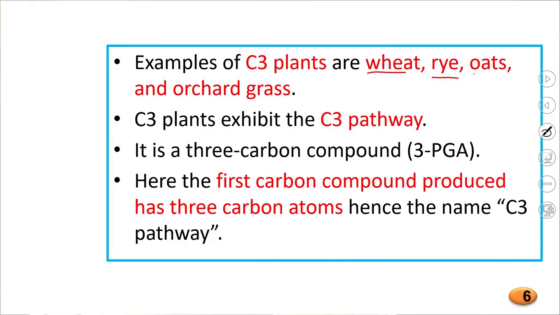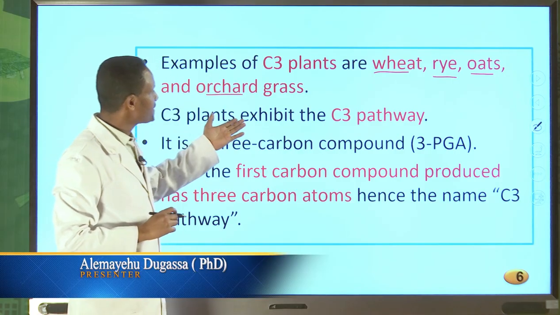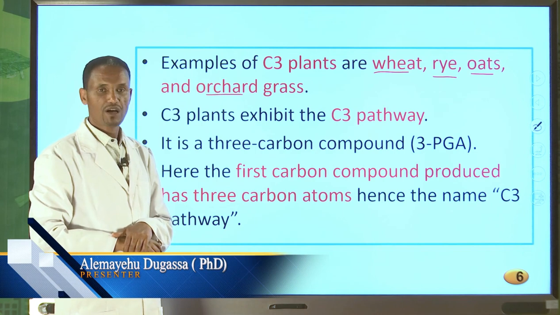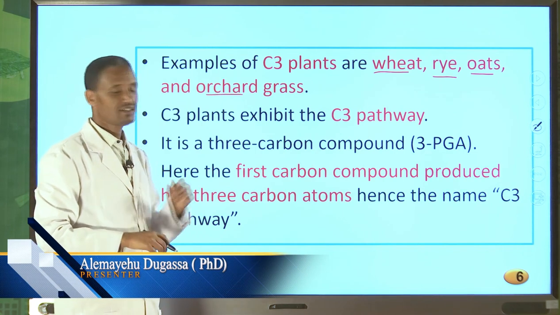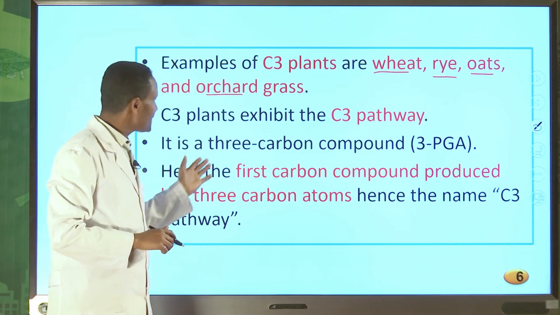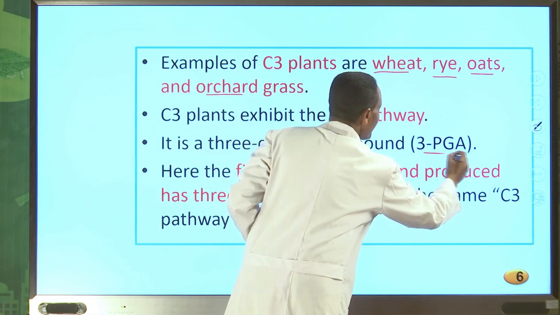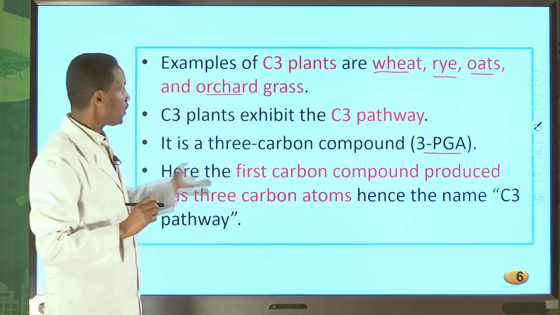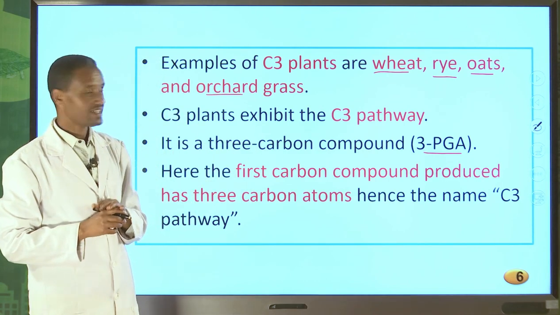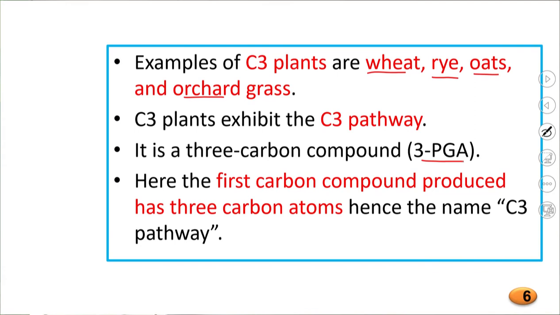Wheat, rye, oats, and orchards are some examples of C3 plants. C3 plants exhibit the C3 pathway. That is why they are called C3 plants. It is a 3-carbon compound, 3-phosphoglyceraldehyde, that is produced at the first step of the Calvin cycle. Here the first compound produced has 3 carbon atoms. Hence the name carbon-3 pathway.